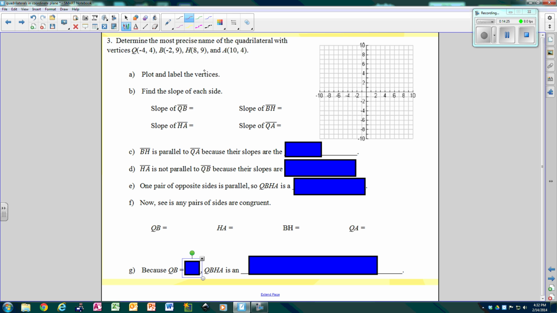Now, determine the most precise name for this quadrilateral. So let's plot the points. Negative 4, 4. So there's point Q. Negative 2, 9. So there's point B. 8, 9. There's H. And 10, 4. So there's A. So now when I draw these, I have B to H, Q to A.